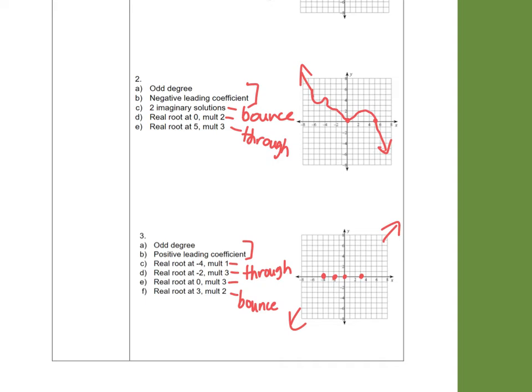So I'm going to start off, I'm going through my first 3 roots, so 1, 2, 3, and then I'm bouncing that last one. So it should look something like that.